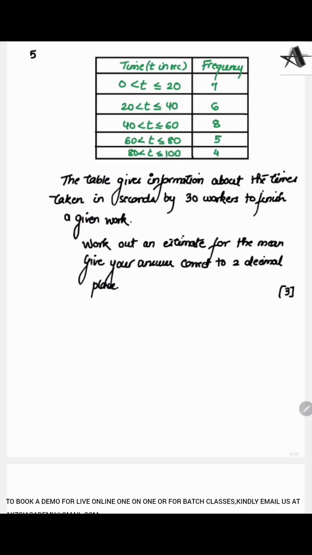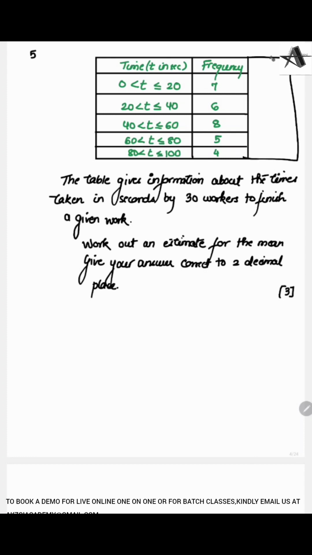In question 5, we have a table given and the frequency is given after every interval. It says the table gives information about the time taken in seconds by 30 workers to finish a given work. Work out an estimate for the mean and give your answer correct to 2 decimal places. We have to estimate the mean. So in that case, what we first have to do is find the midpoint. This is a way to calculate any mean if it's given in a tabular form.